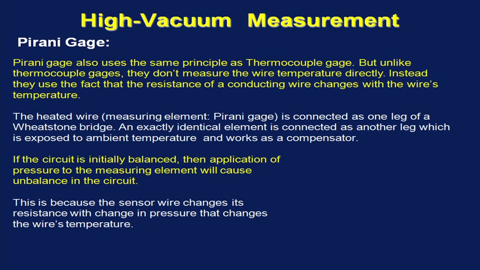So, Pyrani gauge also uses the same principle as thermocouple gauge, but unlike thermocouple gauges, they do not measure the wire temperature directly. Instead, Pyrani gauges use the fact that the resistance of a conducting wire changes with the wire's temperature. So, the heated wire, which is my measuring element in the Pyrani gauge, is connected to one leg of the Wheatstone bridge.